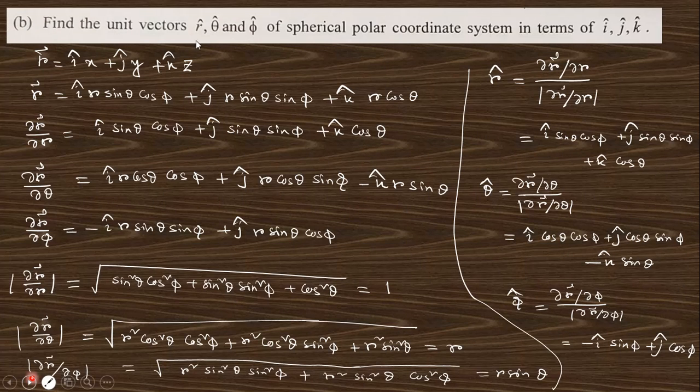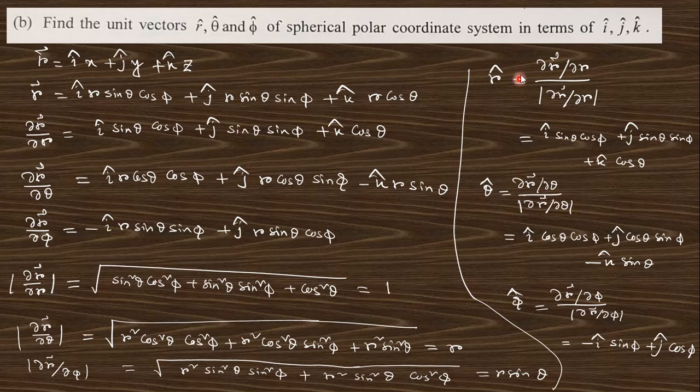Find the unit vectors r cap, theta cap, phi cap in the spherical polar coordinate system in terms of i cap, j cap, k cap. This is a rectangular polar coordinate system. So any position vector can be written as i cap x plus j cap y plus k cap z. So the r vector will be like that, put the values of x, y, z, and you can find the unit vectors very well, because just taking partial derivatives with respect to r, theta, phi, and finding the corresponding magnitudes, we get 1, r and r sin theta.